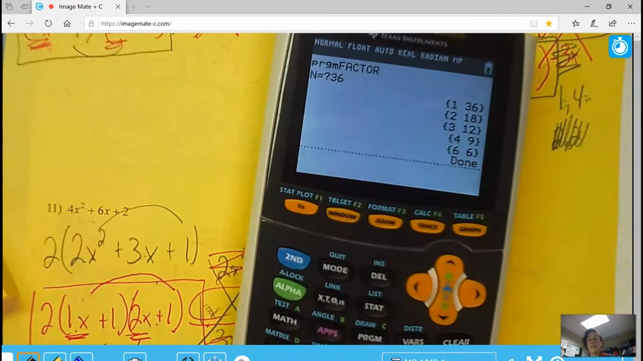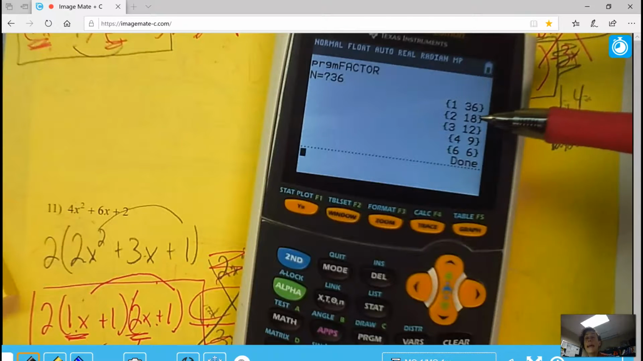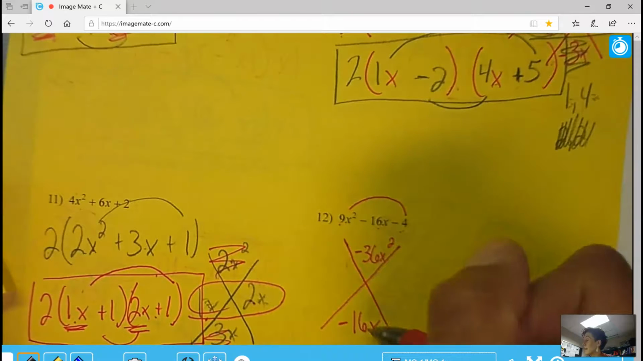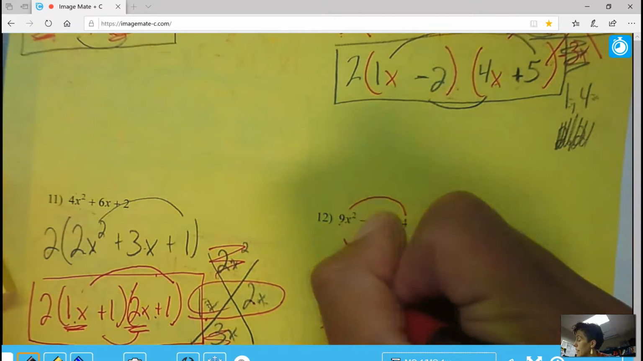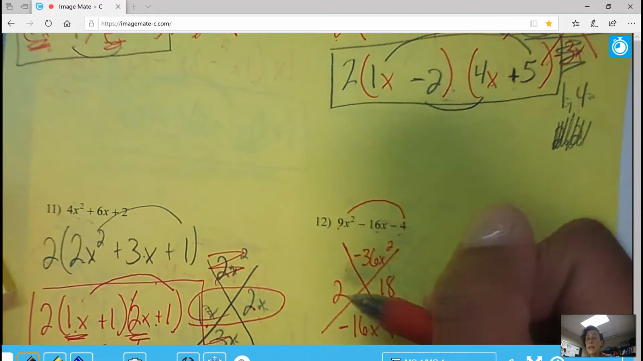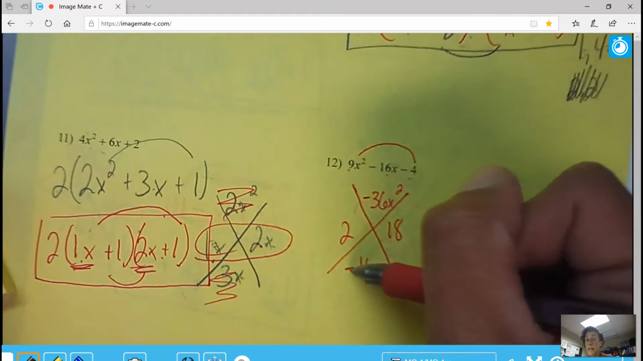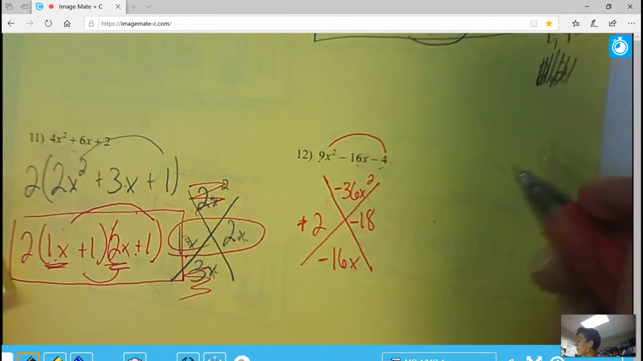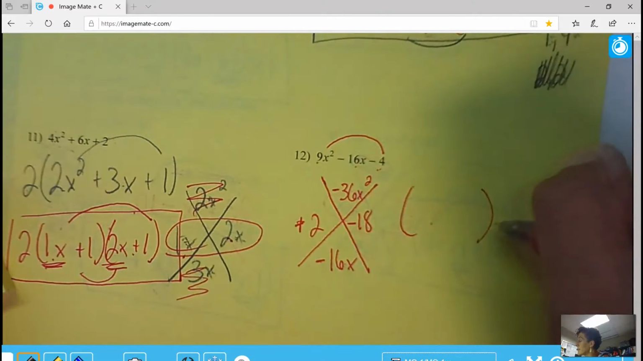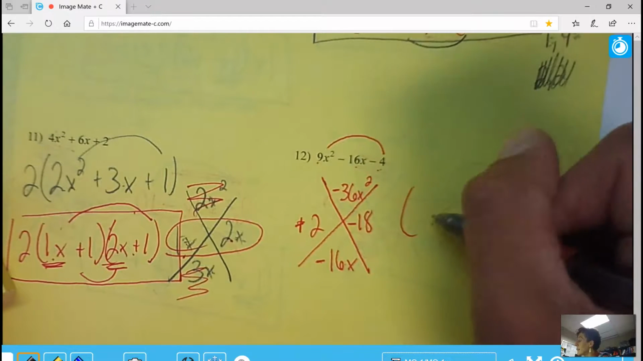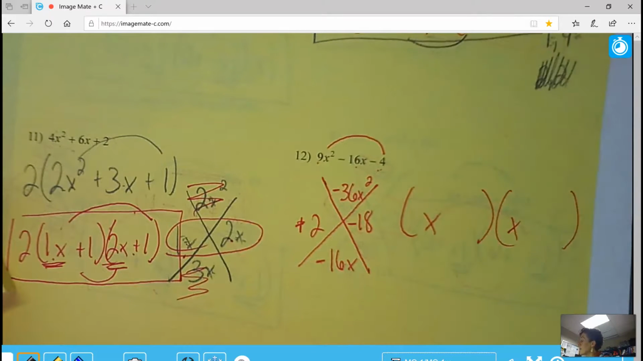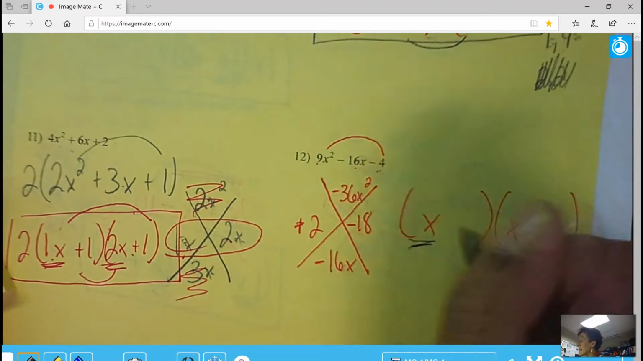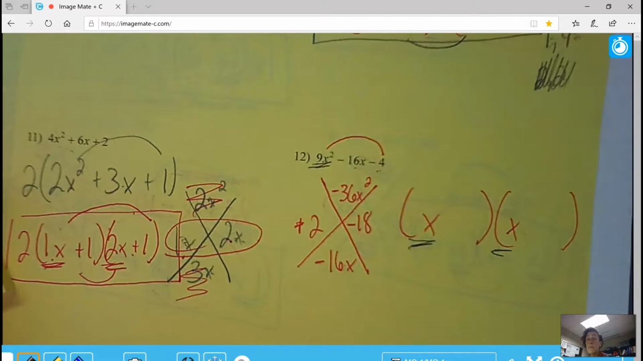All right, so I have a little program on my calculator that does my factors for me, and 2 and 18 are going to get me 16. And since there are negatives here, I definitely need negatives here. Since there are negatives here, there are more negatives and fewer positive. So we are ready to make our x, or our parentheses, sorry. And remember, the x and the x make the x squared. So what numbers make 9?